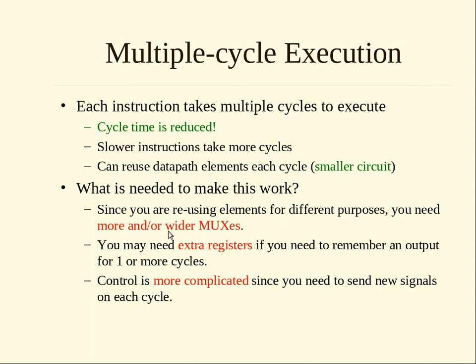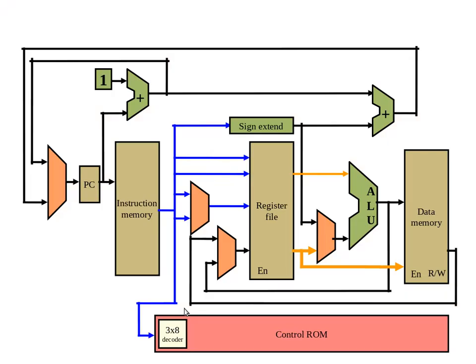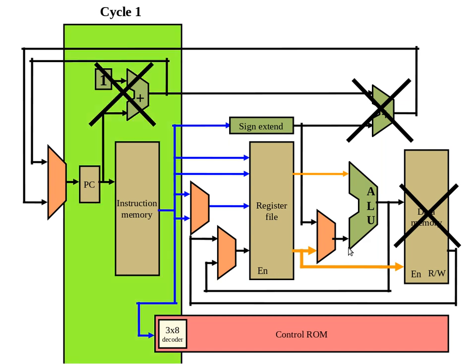Since you are reusing elements for multiple purposes, you need to add more or wider muxes for decisions. We may have to have extra registers, and the control may be more complicated. So let's go ahead and take a look at what this would look like. Right here we're looking at our single cycle architecture that we looked at beforehand. We're going to get rid of these adders because we're going to reuse the adder and the ALU to do everything. Get rid of data memory.